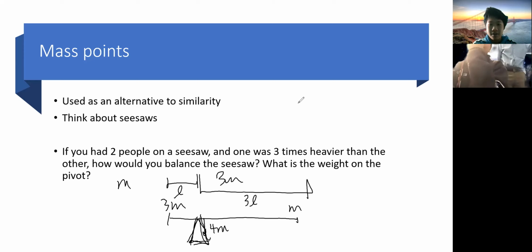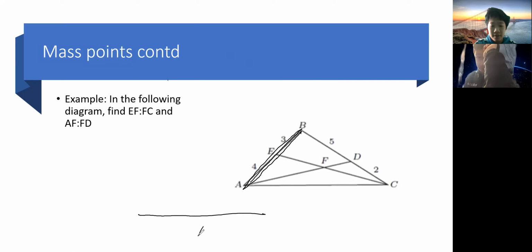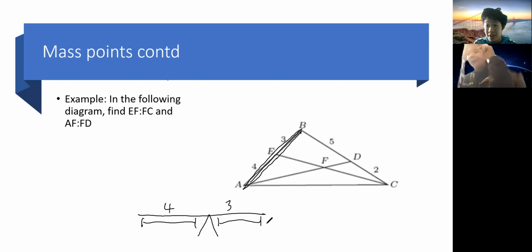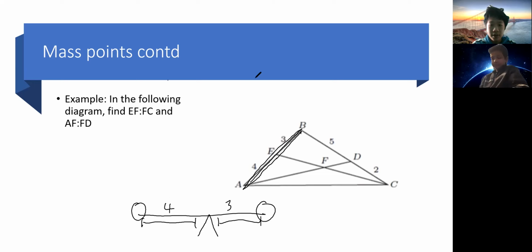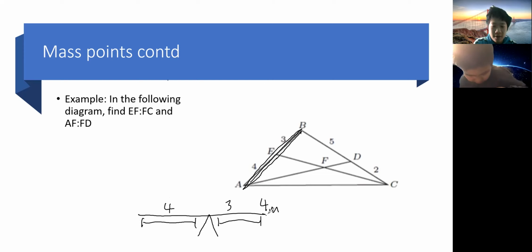If we pretend that AB is like a seesaw, and E is the pivot, we have a length of 4 and a length of 3. So obviously this length is longer than this one, which means that we need a heavier guy here and a lighter guy here. And how we would do this is we could put a guy with 4M here and 3M here. Then it would balance, right? This guy has to be 4/3 times heavier than this guy. Does that make sense?